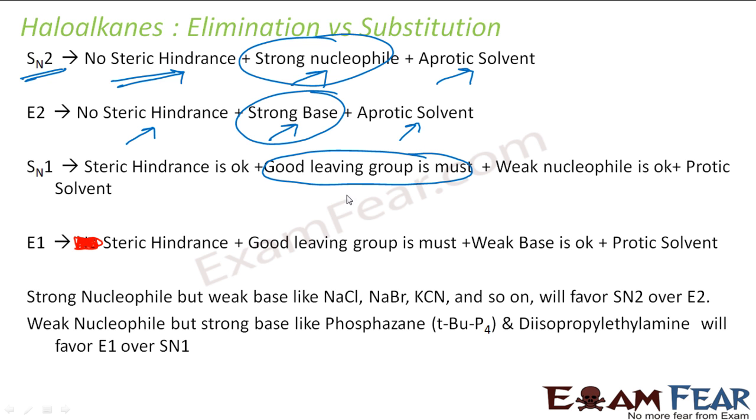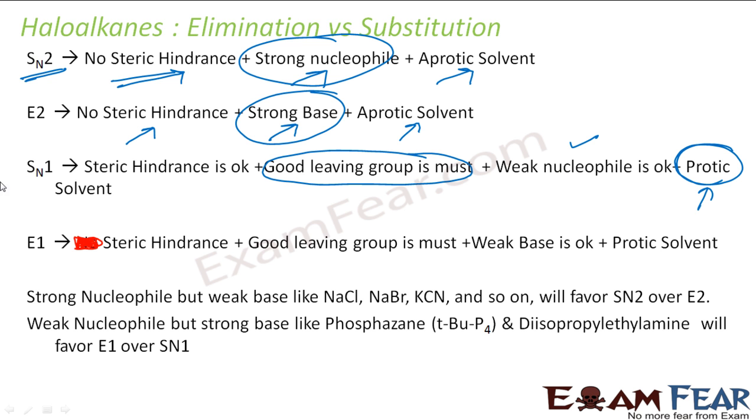So for a good leaving group to leave early, we make sure the solvent is protic. That is what we make sure, right? Because here the leaving group is the hero. The good leaving group should leave, and we make the solvent protic. And the nucleophile can be weak also, because once it's a protic solvent, any base can attack here.